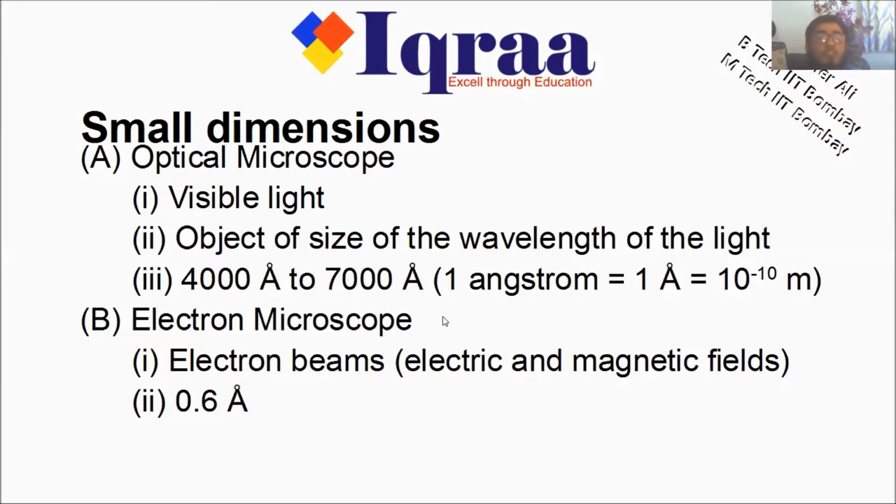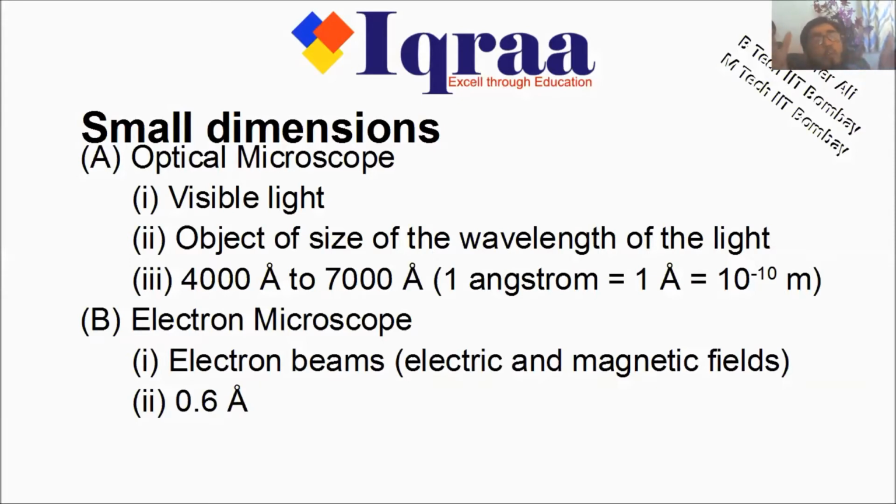But suppose we want to measure the size of objects smaller than this, like the size of the electron, which is of the order of 0.6 angstrom, then with the optical microscope we cannot measure the size of the electron. I am again emphasizing this: optical microscopes work on the principle of light rays. So we can only measure the size of an object where the size is comparable to the wavelength of light, and the wavelength of light is in the region of 4000 angstrom to 7000 angstrom.